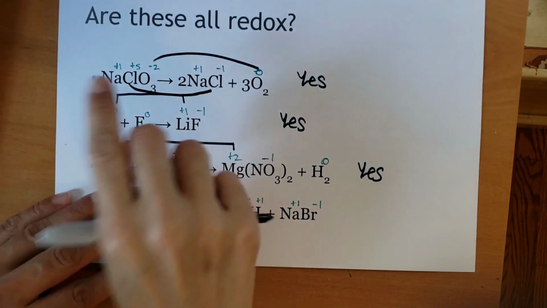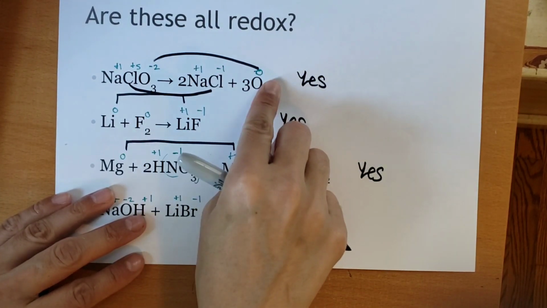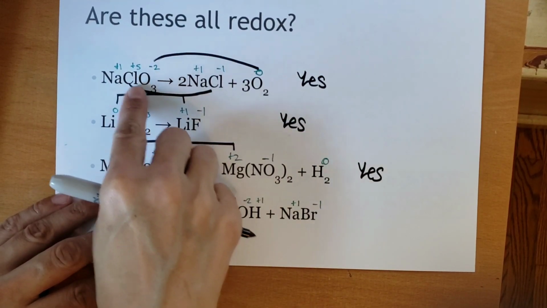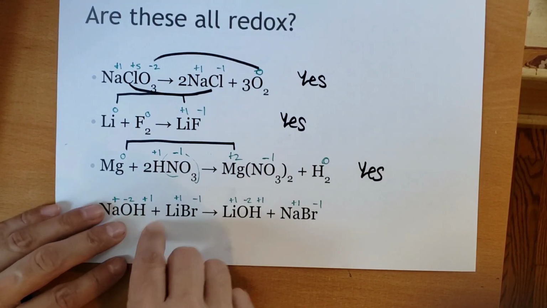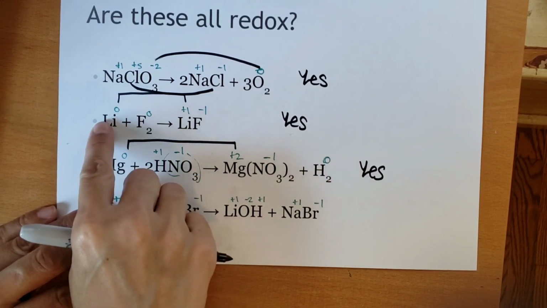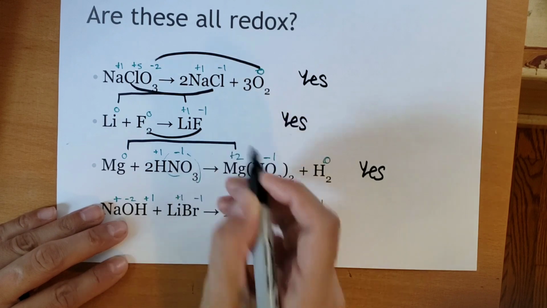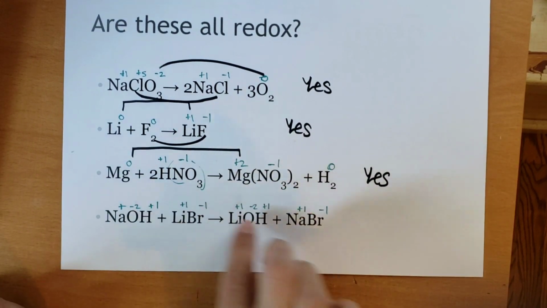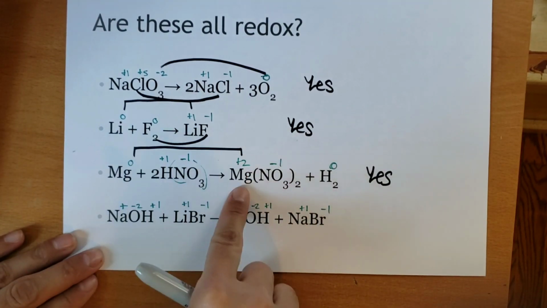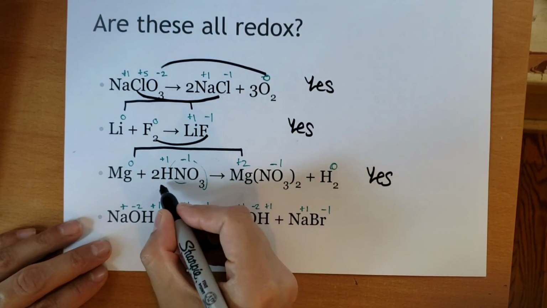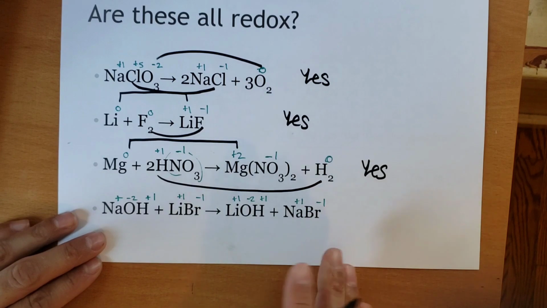So in the first reaction, oxygen's oxidation number goes up while chlorine's oxidation number goes down. Or in this synthesis reaction, lithium's oxidation number goes up and fluorine's goes down. In the single replacement reaction, magnesium's oxidation number increases while hydrogen's oxidation number decreases.